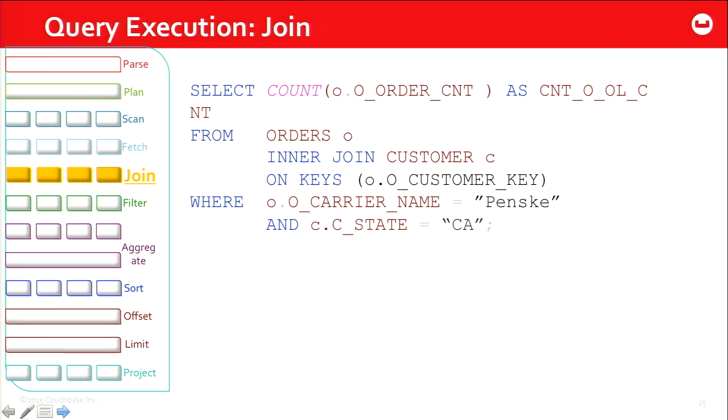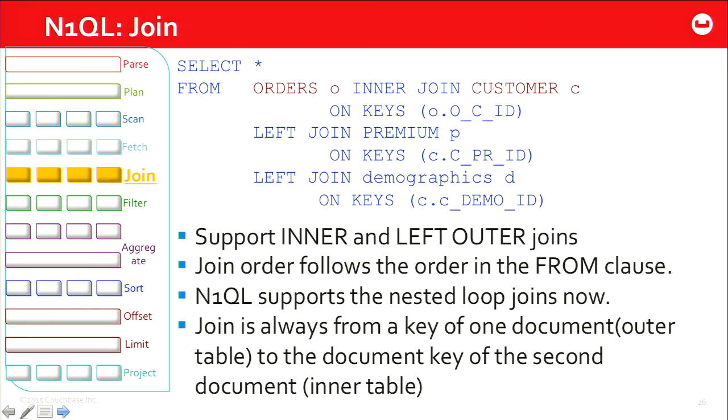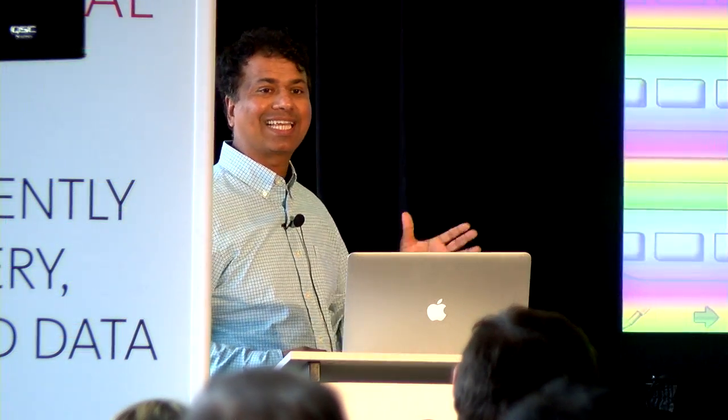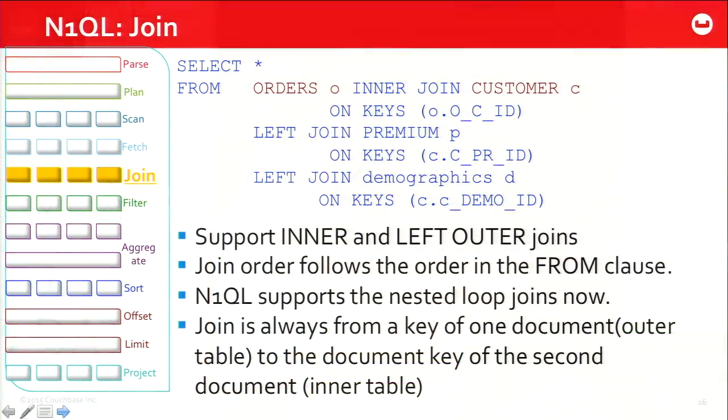I'm joining orders with customer with O customer key as the join clause. That means this O customer key from O is joined with the document key of the customer. Okay? So you can cascade these joins. You can mix and match between the inner join and left outer join. But remember, you join always with the keys, and joins are executed in the same order.